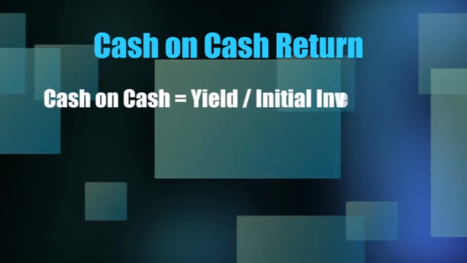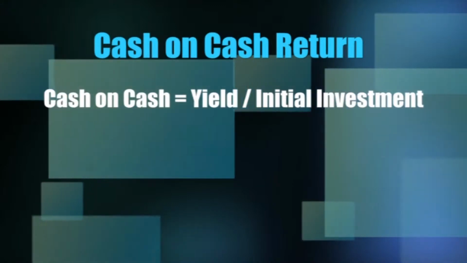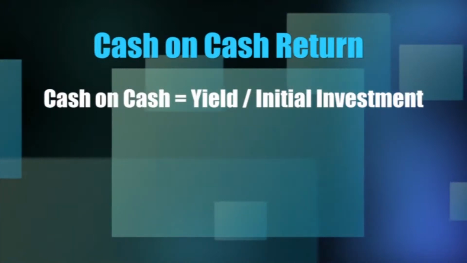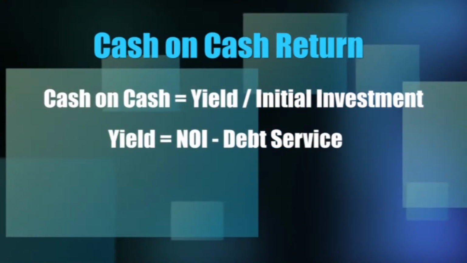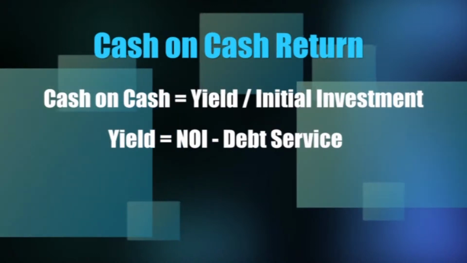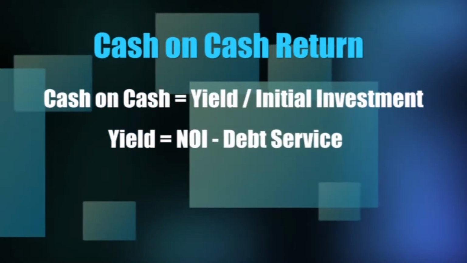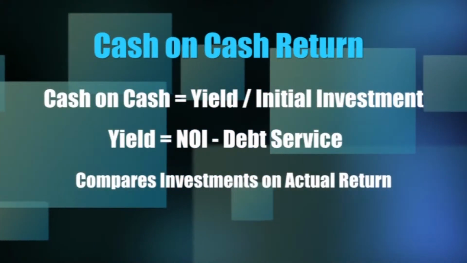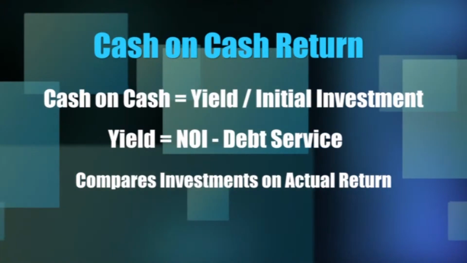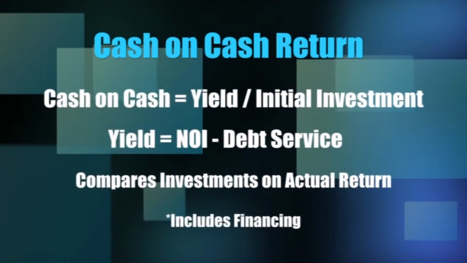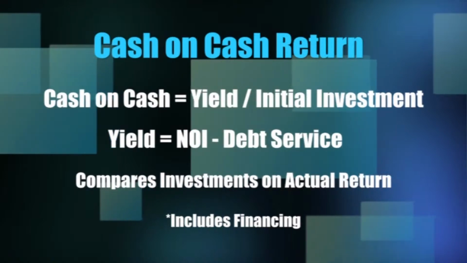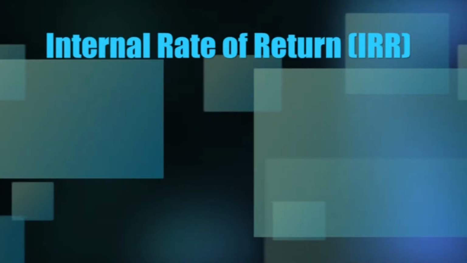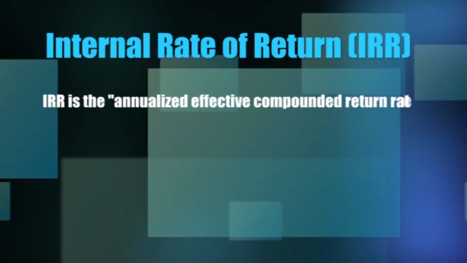Cash-on-cash return equals the yield, or the net cash flow after debt service, over the down payment plus closing costs, or the initial investment. Again, the yield equals the NOI minus the debt service. This is your real return before taxes and before depreciation. It's a great indicator of return when you're trying to figure out how much you would make on this investment versus putting something into the stock market or into bonds. A cash-on-cash return evaluation also allows you to test different amounts financed in order to figure out your best return with leverage.